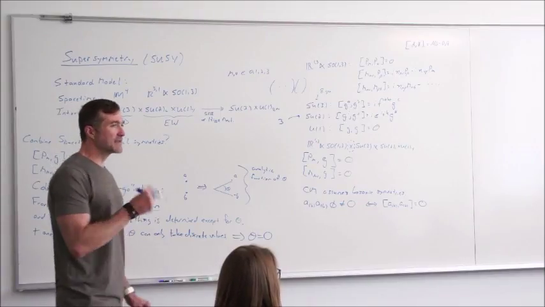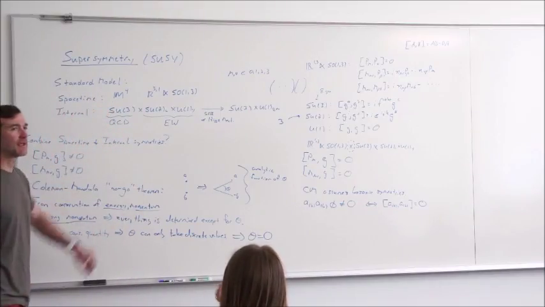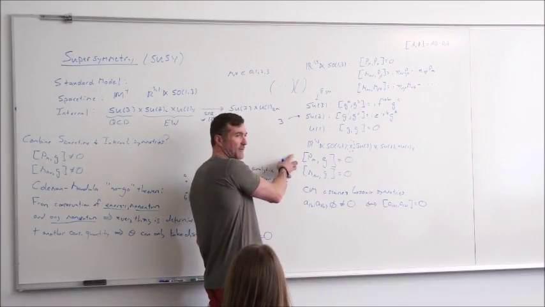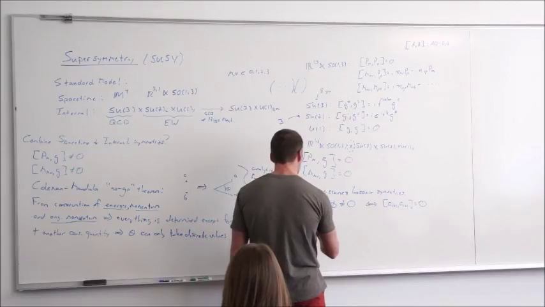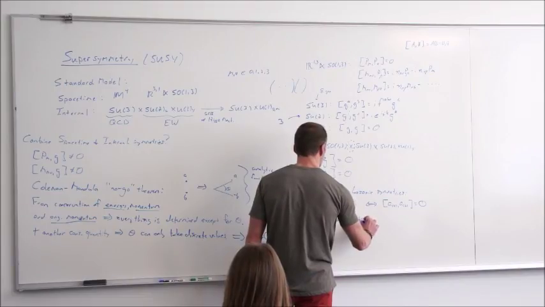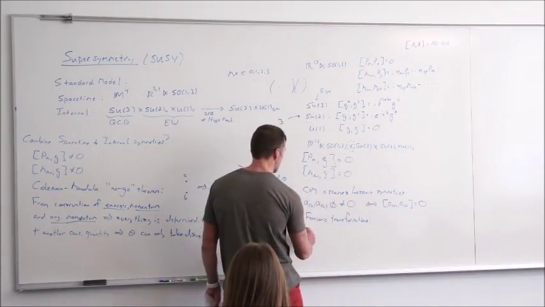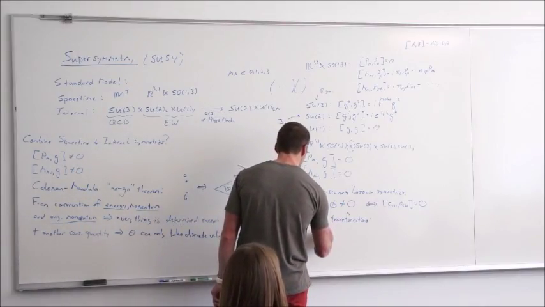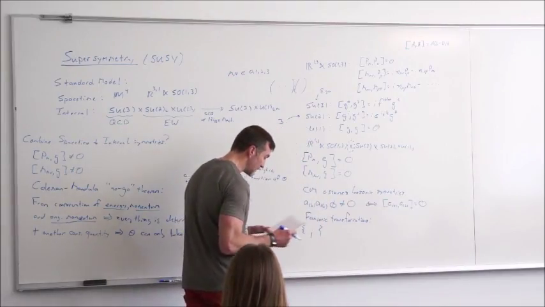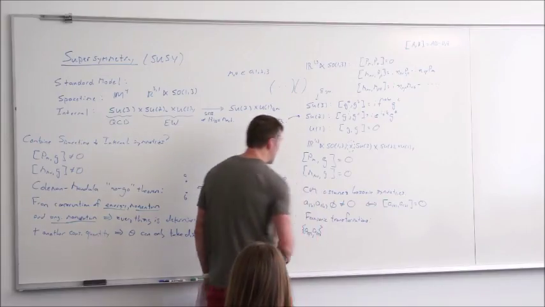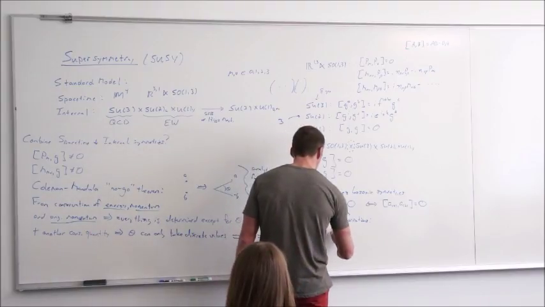However, this opens up a loophole to the Coleman-Mandula theorem. And that loophole is that we could, instead of bosonic transformations, consider fermionic transformations. That is, we could consider transformations which satisfy a Clifford algebra instead of a Lie algebra. So a Clifford algebra is something which involves an anti-commutator.